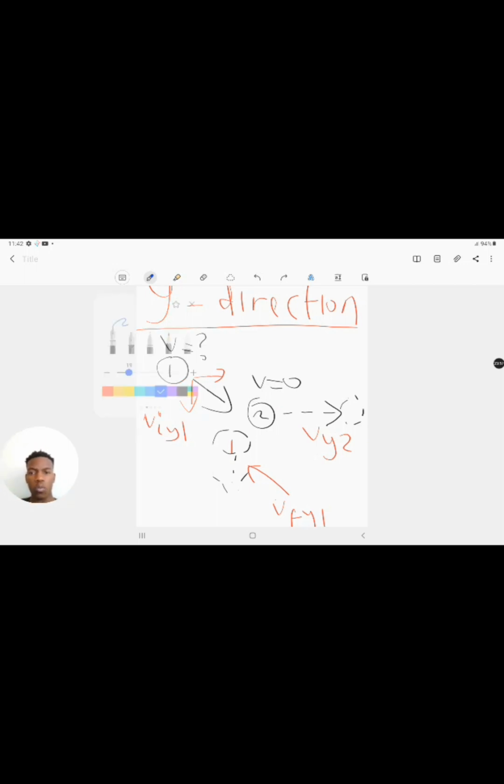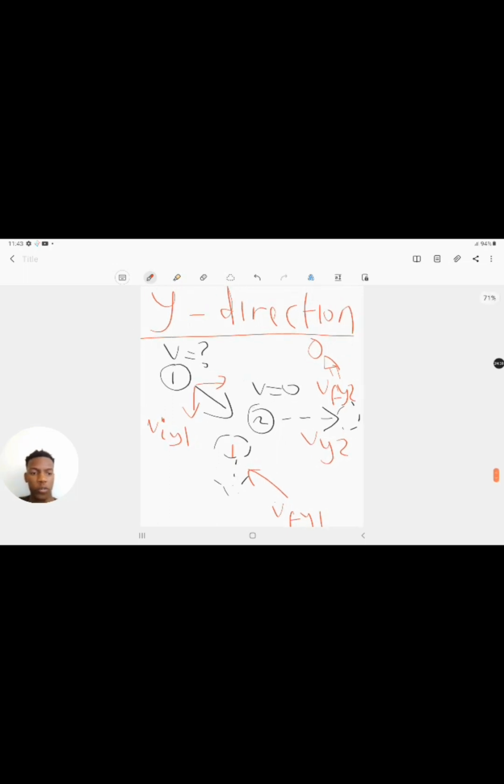Now, what happened to ball number 2? Ball number 2, after collision, moves to the right, but it does not have a vertical component. It moves perfectly horizontally. Since it doesn't have a vertical component, its vertical velocity is 0. So we know that the final velocity in the vertical direction of ball number 2 is 0.